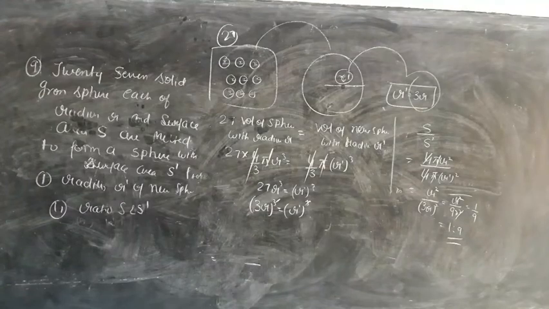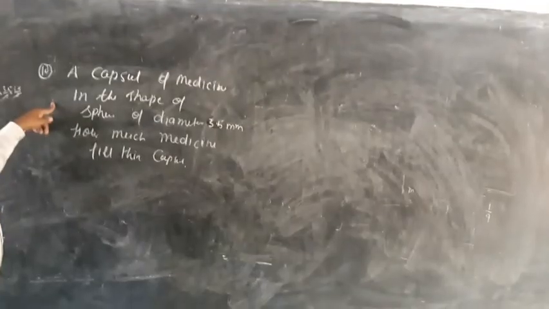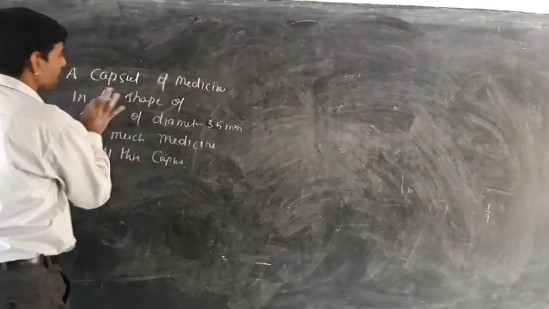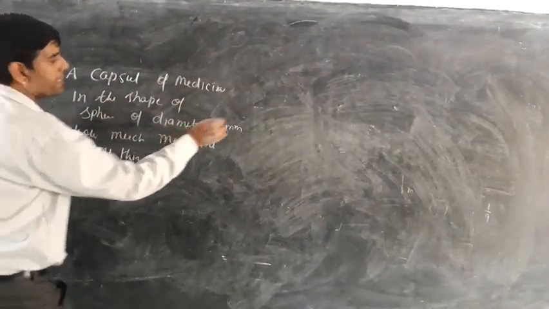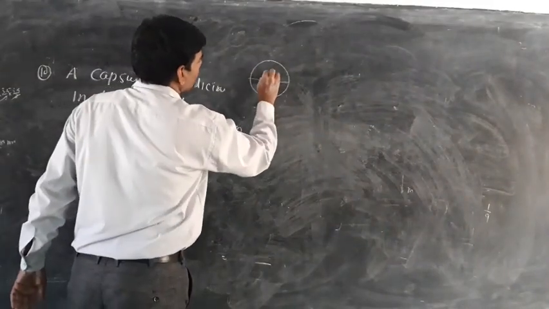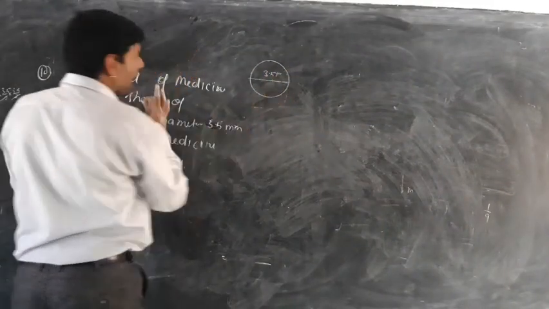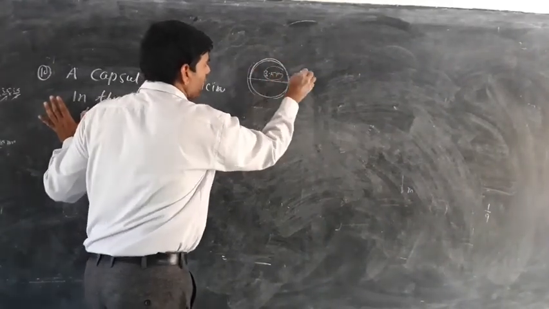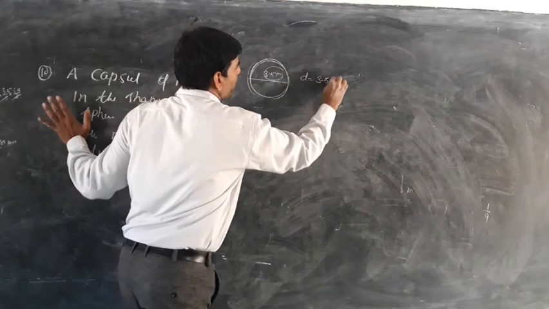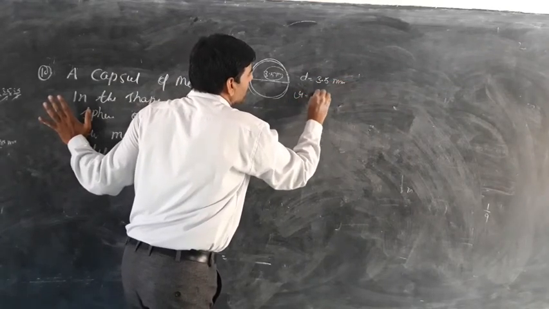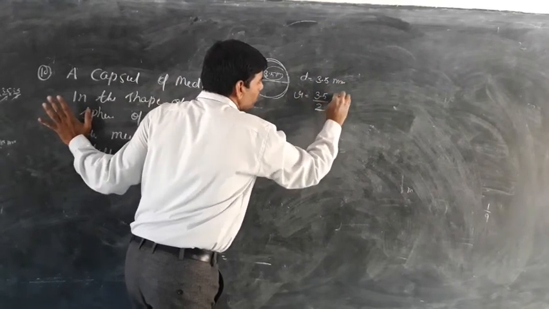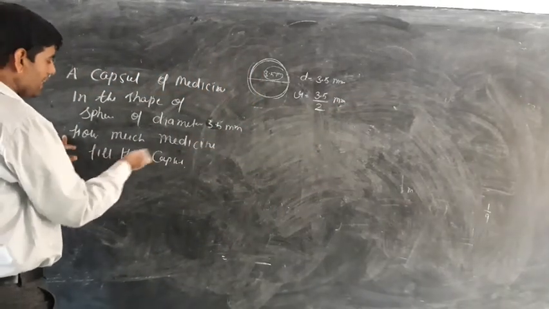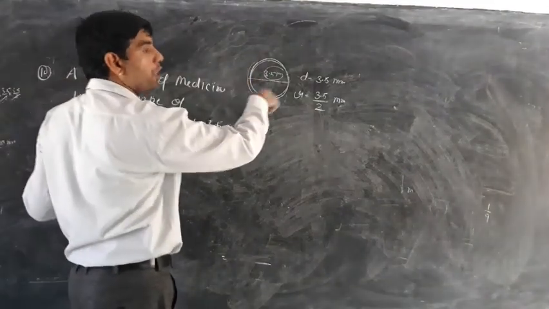Okay, next is the 10th question, the last question of this chapter. A capsule of medicine is in the shape of a sphere of diameter 3.5 mm. The diameter is equal to 3.5 mm, so the radius is equal to 3.5 upon 2 mm. We find how much medicine fills the capsule, that is the volume of this sphere.